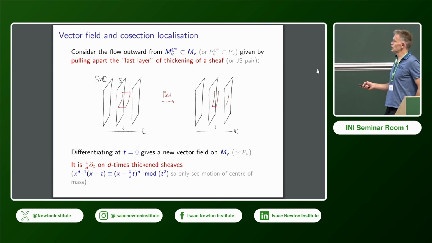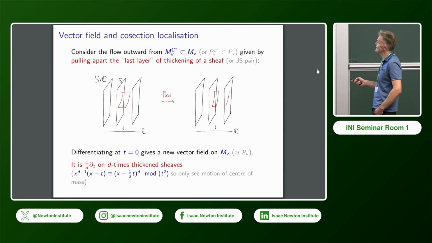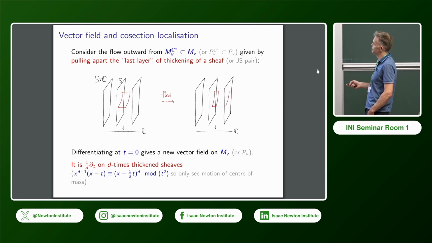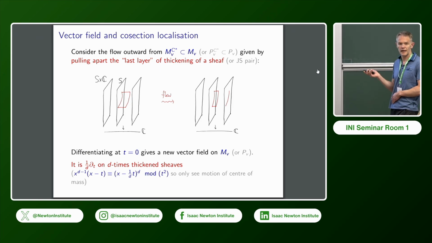So to first order in time, this flow only sees the center of mass of this Artinian object. It only sees the flow of the center of mass, which flows at this speed. Are there any questions about this?